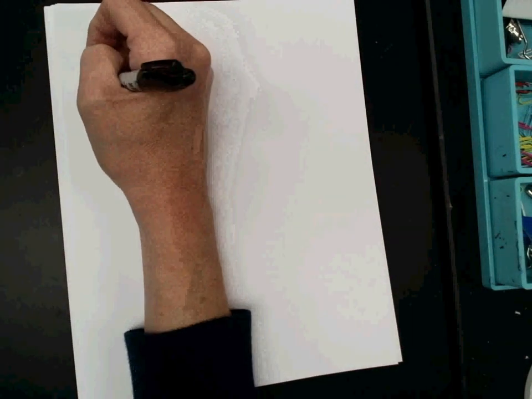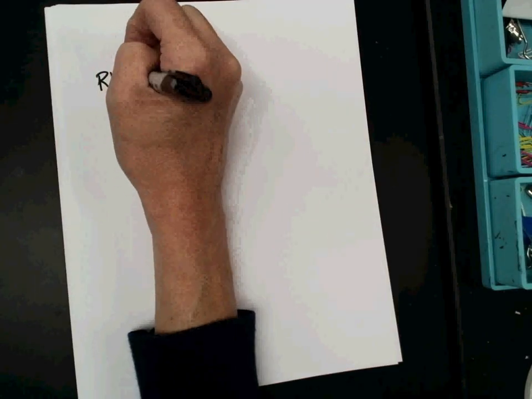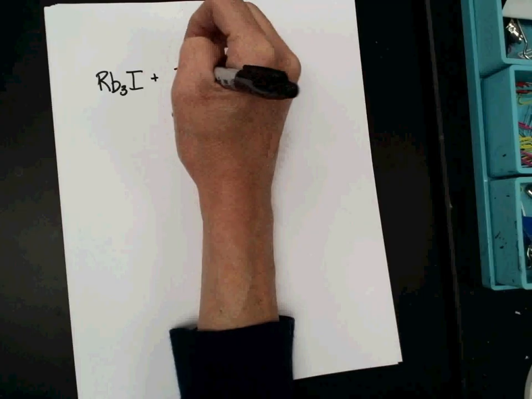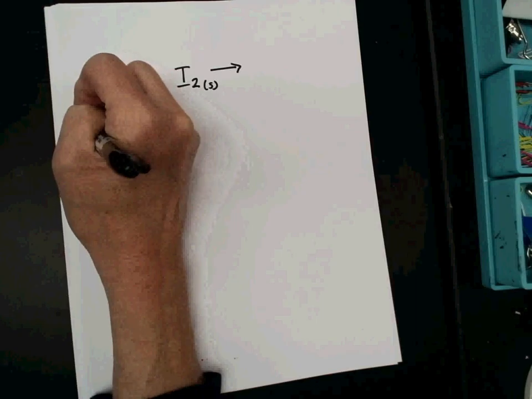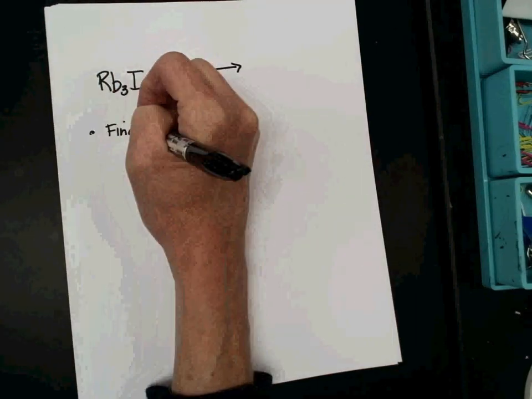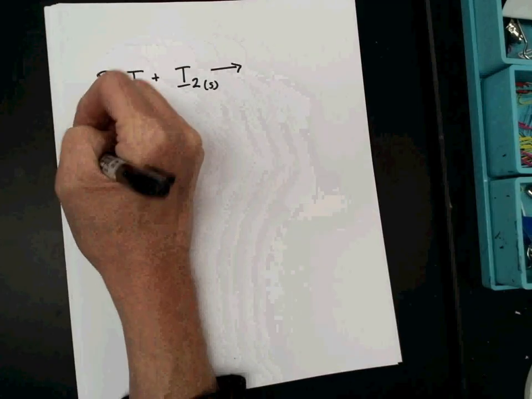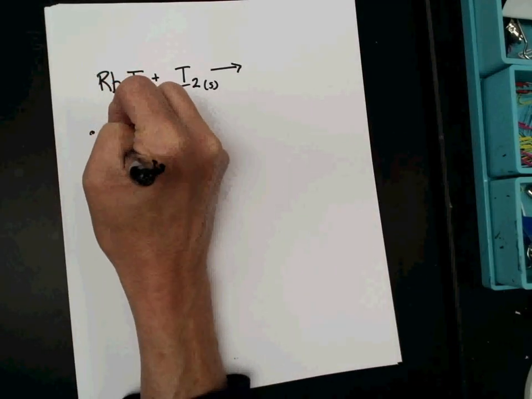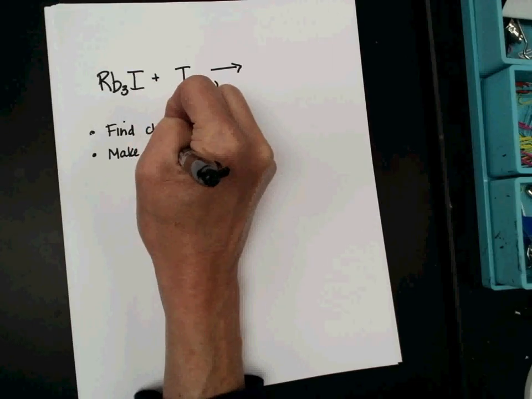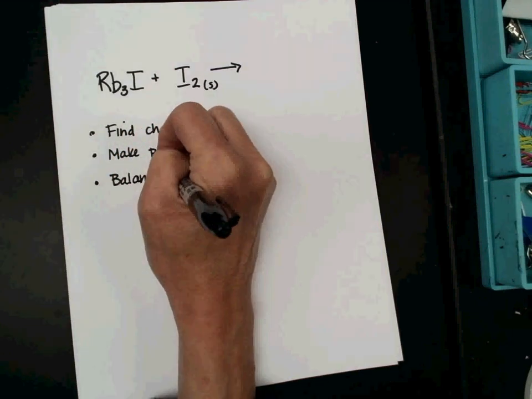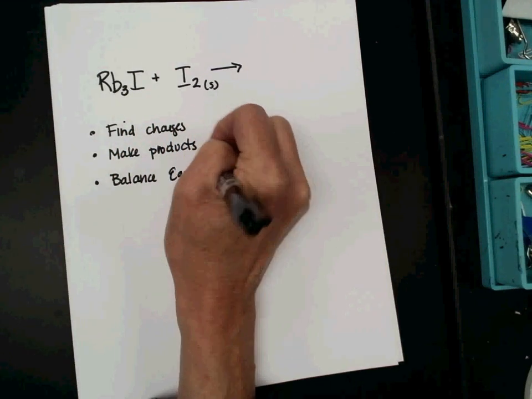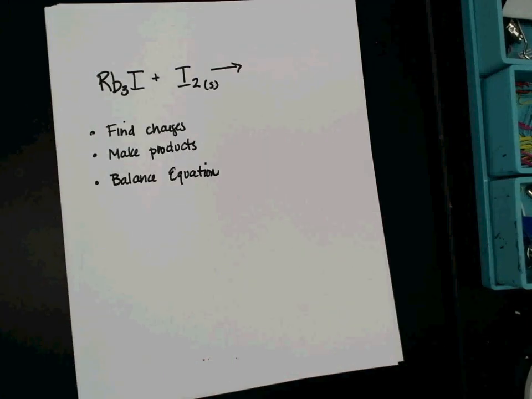Okay, you try this one. So, first, find charges. Make the products. Balance the equation. Try it. See if you can work through it.